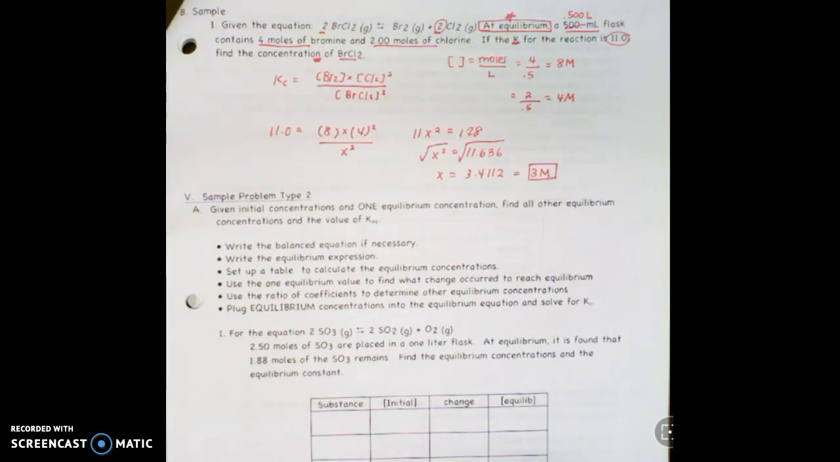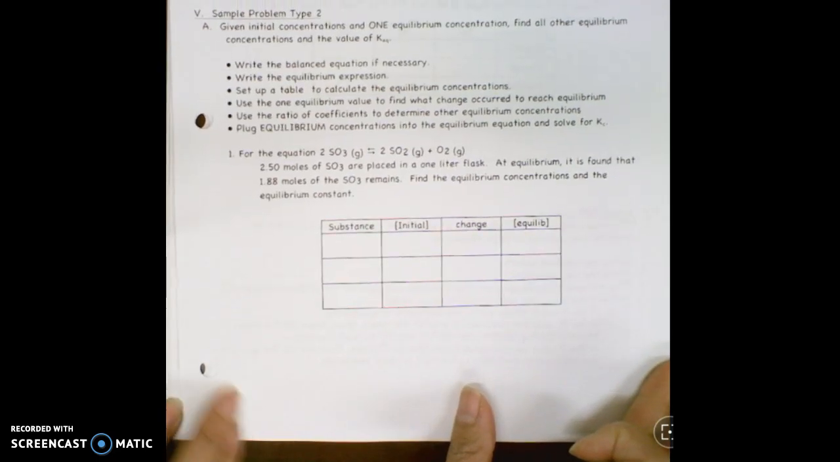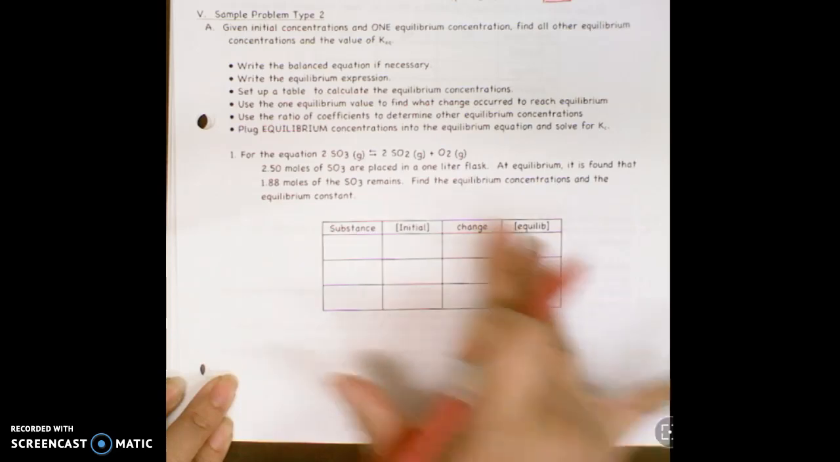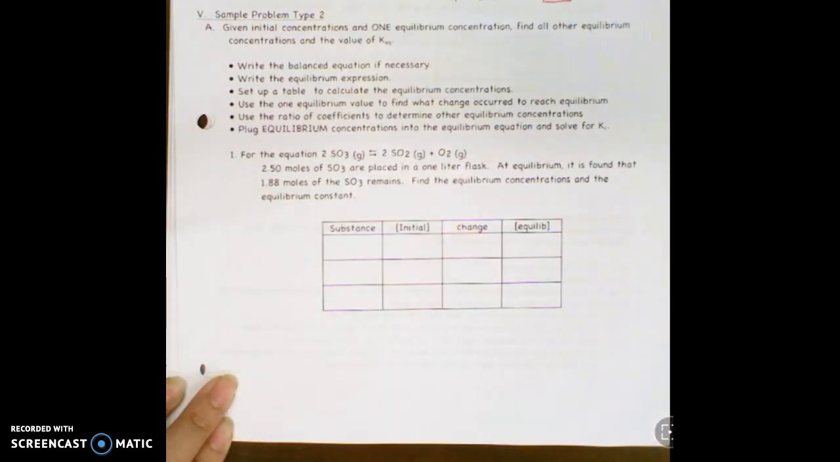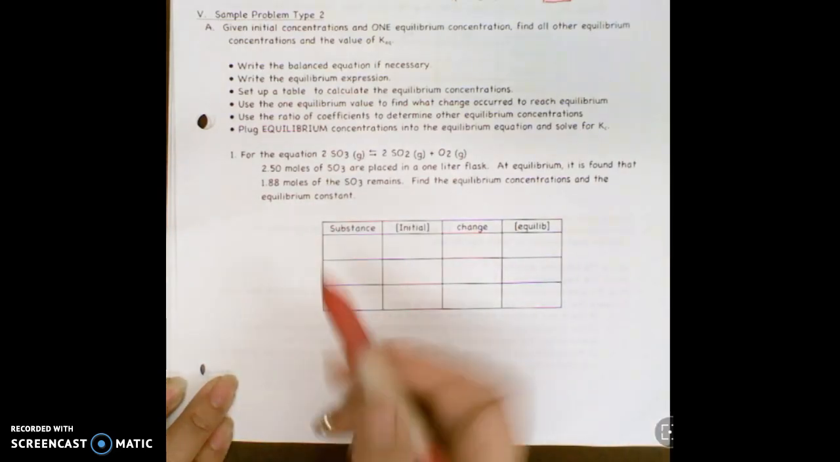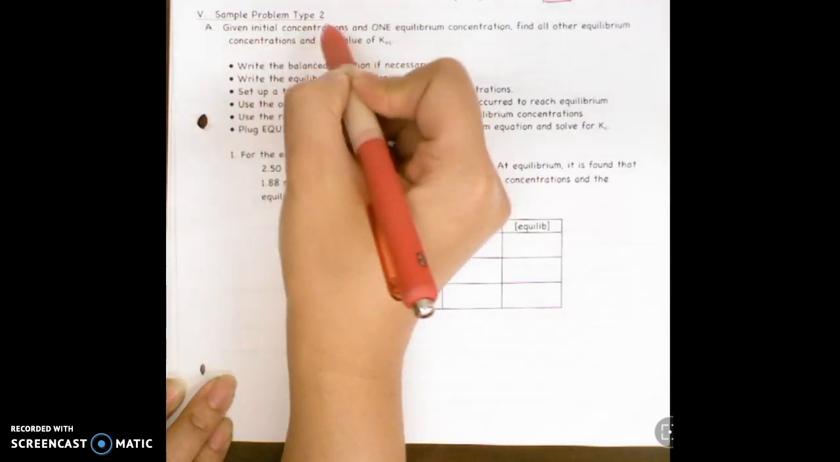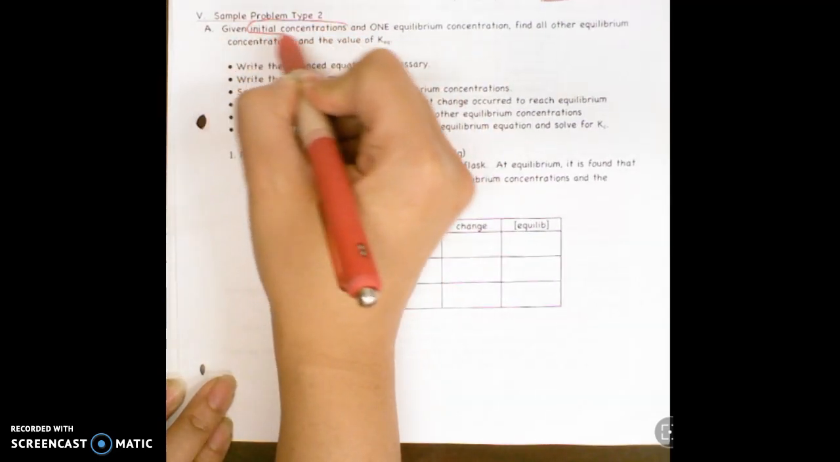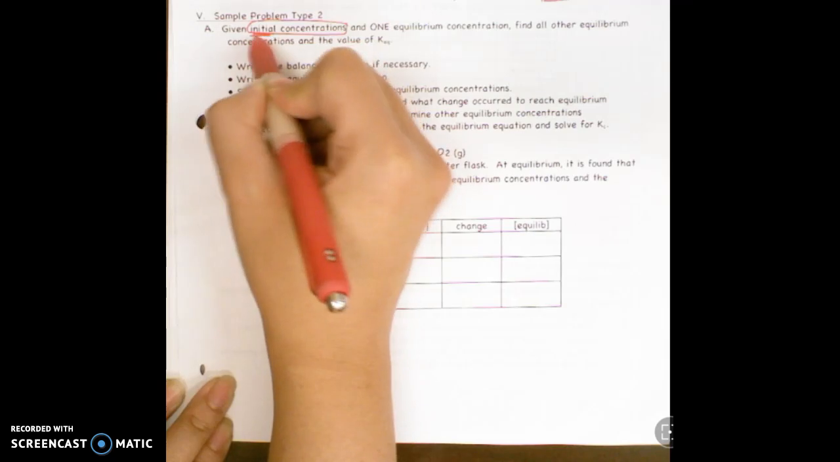Not too bad, right? Now let's move this up a little bit, and we're going to look at sample problem type 2. And this one already, you could kind of look at the setup and think, oh, it's going to be a little more complicated. And this is what's given to you. You're going to be given not equilibrium concentrations, but look what they give you now.